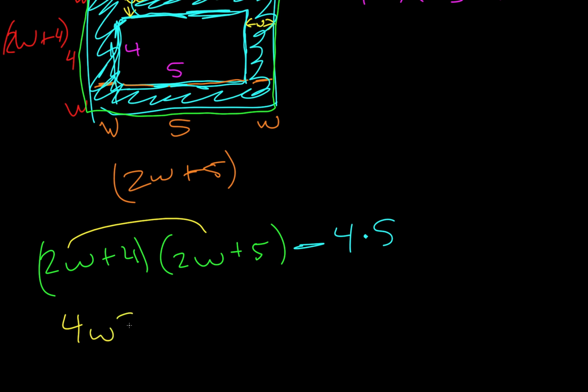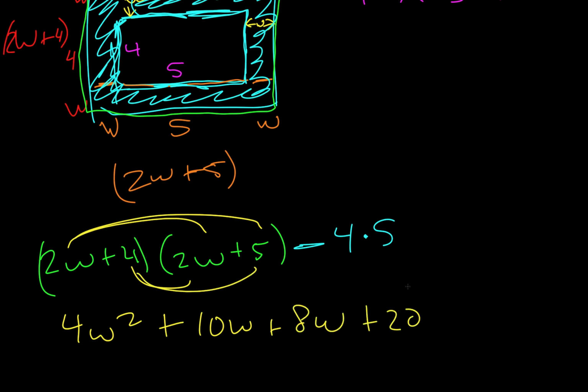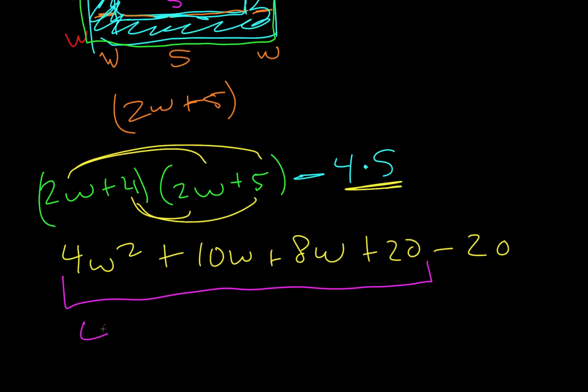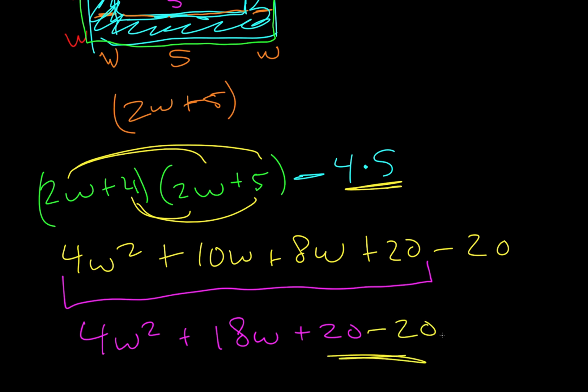So what we're going to do from here is just distribute. So we get 4W squared plus 10W plus 8W plus 20, and then this would be minus 20. Now, at this stage, I want you just to simplify this piece for a second. And say 4W squared plus 18W plus 20, and then we still have that minus 20. So these will cancel, but I want you to answer the constants, terms, coefficients, and variables for the part that I have written in pink.